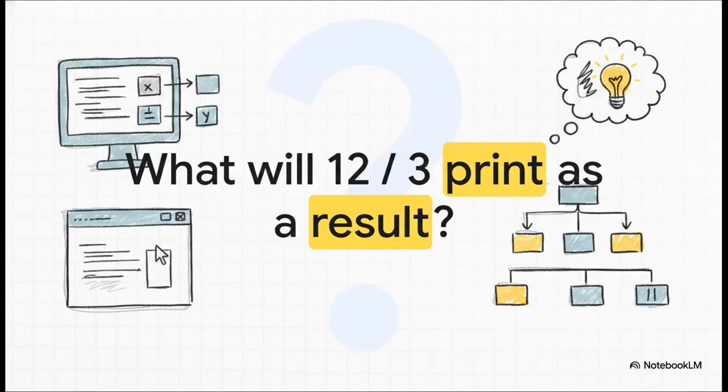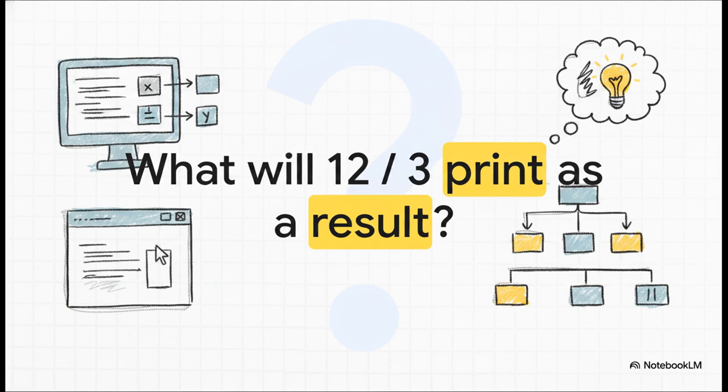All right, it is your turn. I want you to play computer for a second. Check out this simple program. We have a variable x storing the number 12. We have a variable y storing the number 3. Then we create a variable called result that equals x divided by y. And finally, we print the result. So, what exactly is going to pop up on the screen?